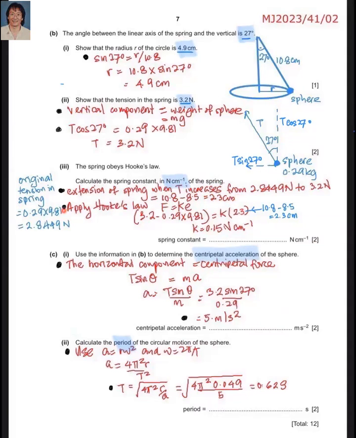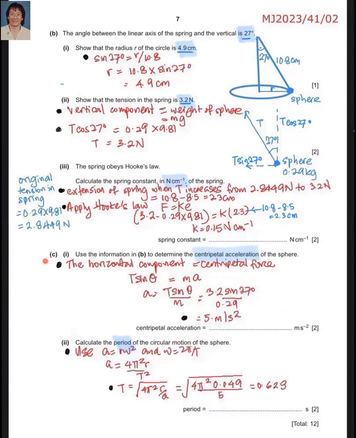Then the second mark is to apply Hooke's law. Hooke's law says that F equals K times extension. So your force is 3.2 minus 0.29 times 9.81, which equals K times 2.3. So your K equals 0.15 Newton per centimeter.